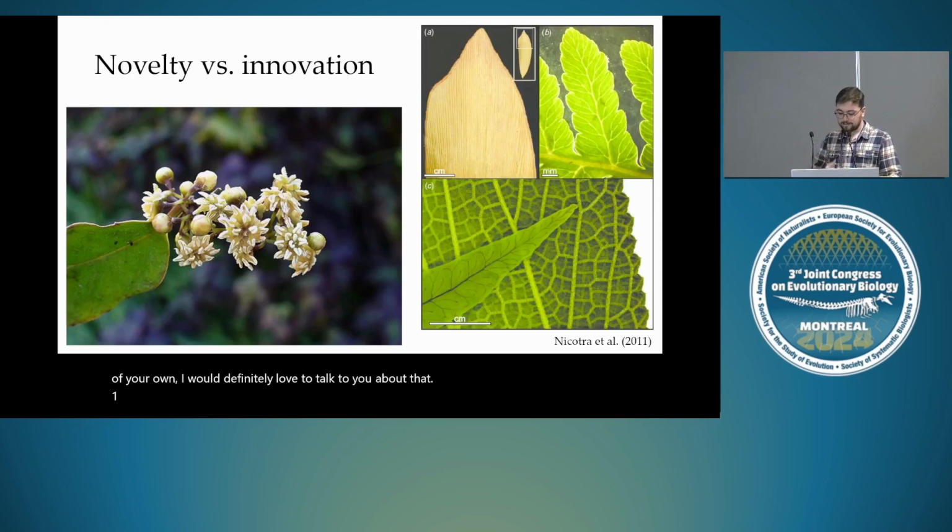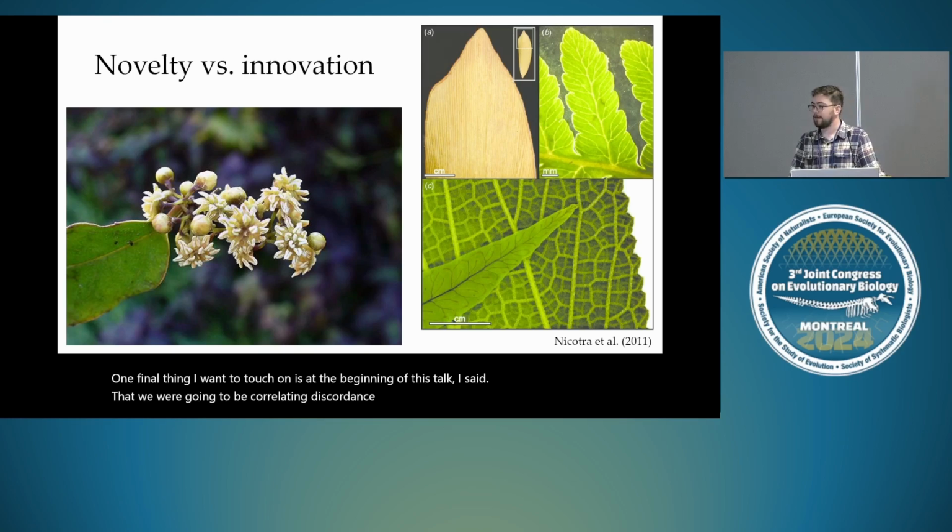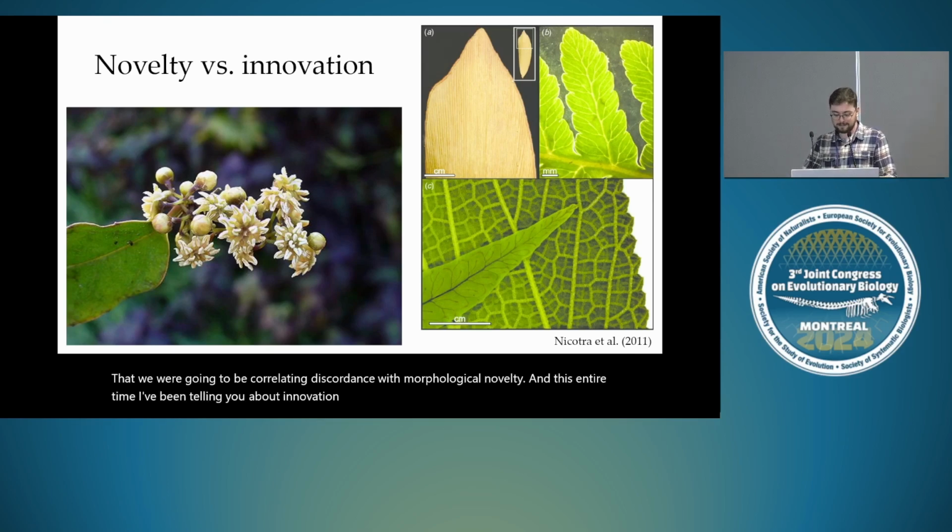One final thing I want to touch on is that at the beginning of this talk I said that we were going to be correlating discordance with morphological novelty. And this entire time I've been telling you about innovation, which, very recently when I was looking at the literature, I found out there's a lot of discourse about how these are two different things. So I'll talk about that briefly. For example, Günter Wagner in 2015 defined novelty as specifically the evolution of new structures, whereas innovations, according to him, are the evolution of new functional capabilities.